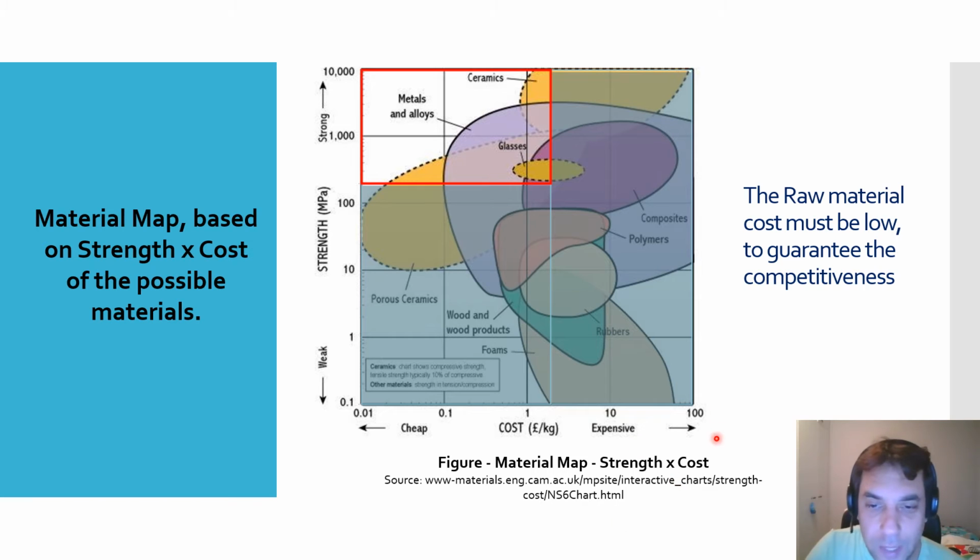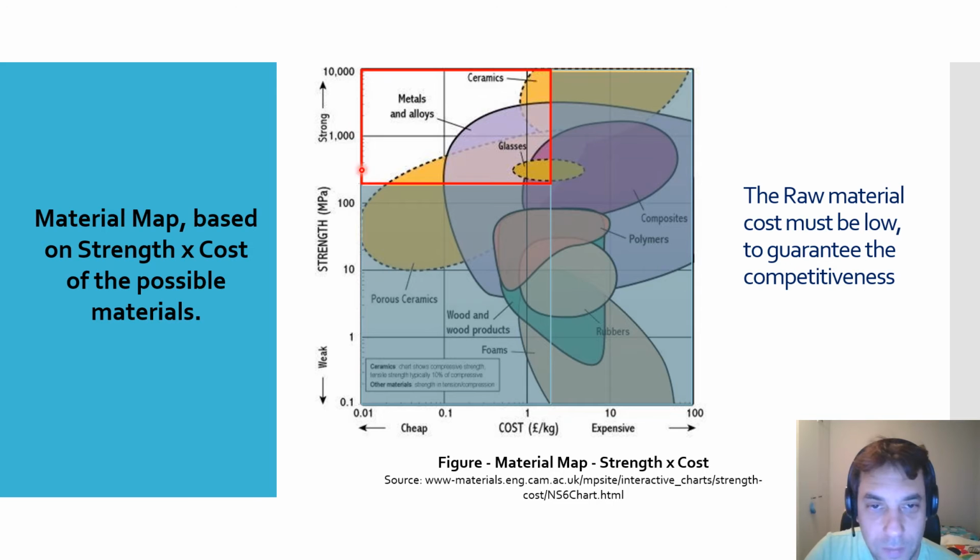On the right side we have expensive materials, on the left side we have cheap materials, and in the vertical axis we have the strength. The higher the material is, the stronger it is, and the lower it is located, the weaker the material. So we want strong materials, but we also need low cost materials.